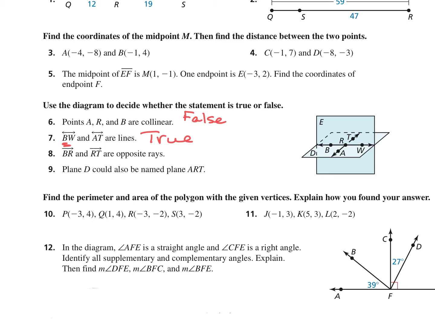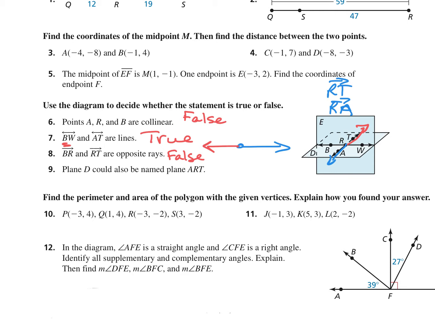So BR is right here, going in this direction, and then RT is here, going in this direction. Remember, opposite rays share the same endpoint, but they point in opposite directions. So they got to form a line. So this would be false. The opposite rays that would be in the figure here, you could have named RT along with RA. So RT and RA, these are both opposite rays. Notice the first letter in each is the same because that's their endpoint.